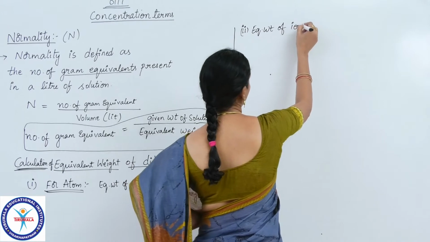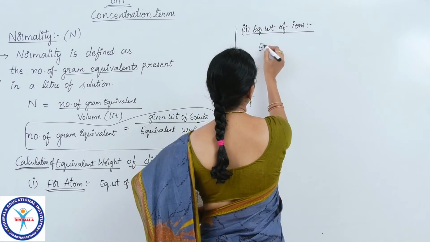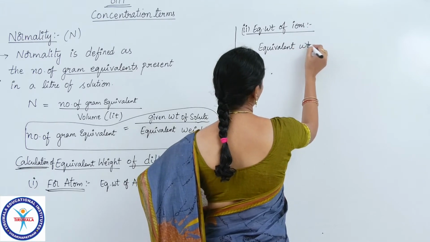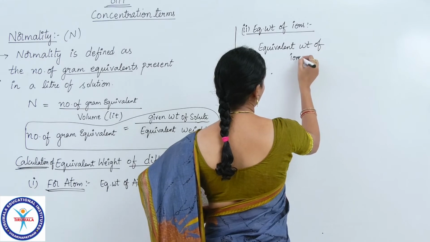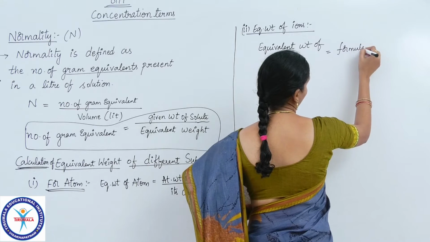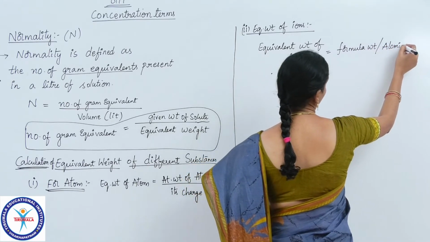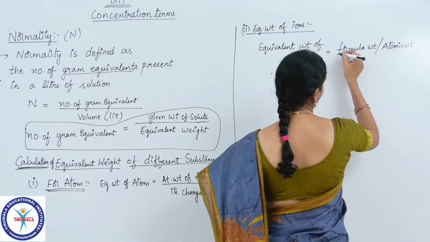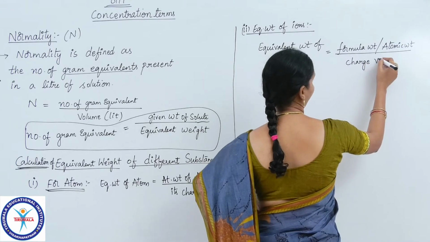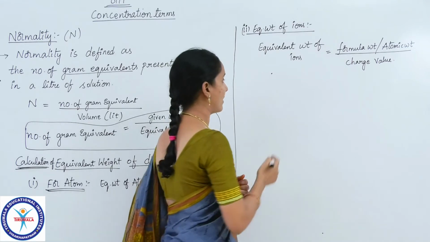If you want to calculate, then what all you have to do is, equivalent weight of ions is equal to formula weight, or if it is a simple ion, you can take its atomic weight, divided by charge value. That is how much charge it is possessing on it, that you have to take.